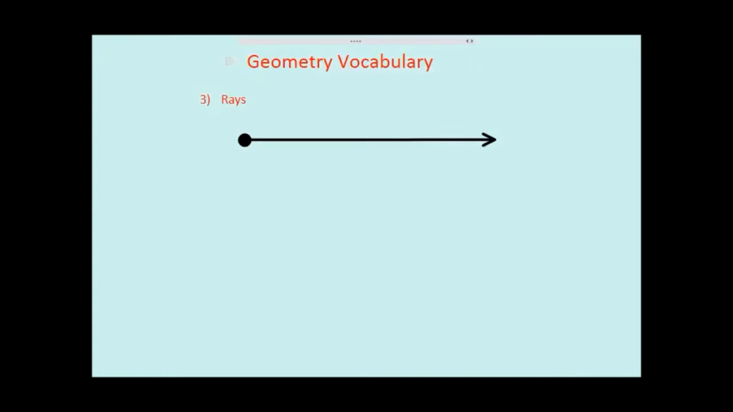Rays look like this. Rays have one endpoint, and they extend infinitely in one direction. In this picture, the endpoint is here, and the line that extends from that extends infinitely in one direction. Rays can have names like ray AB. Ray AB can also be written like this.